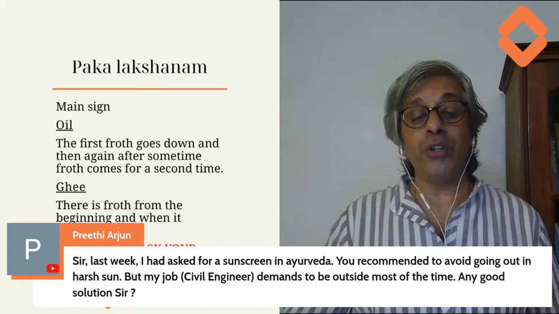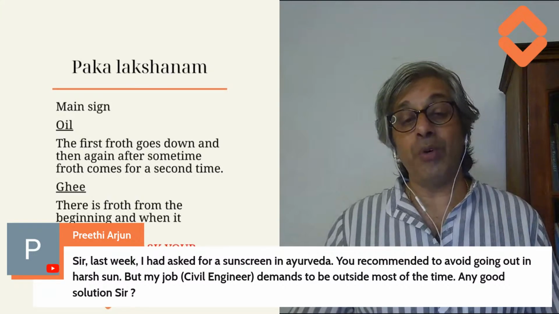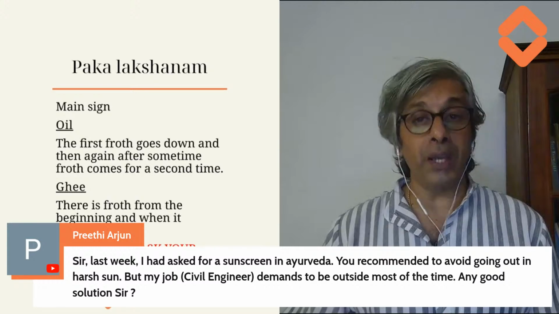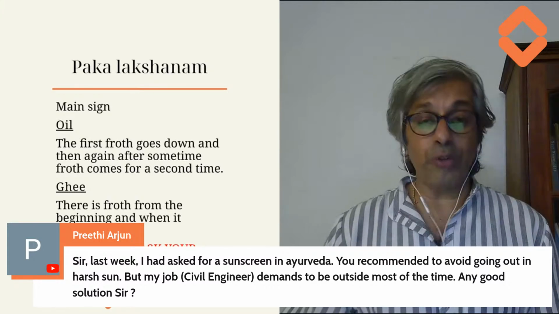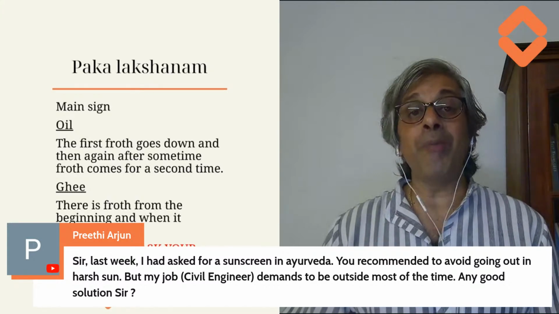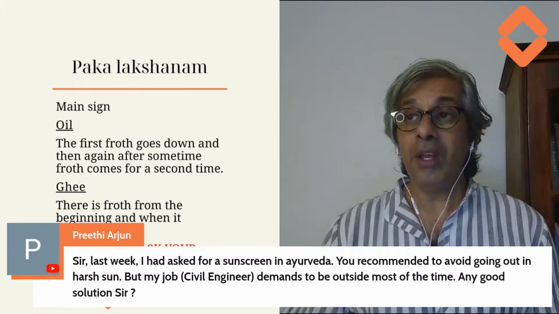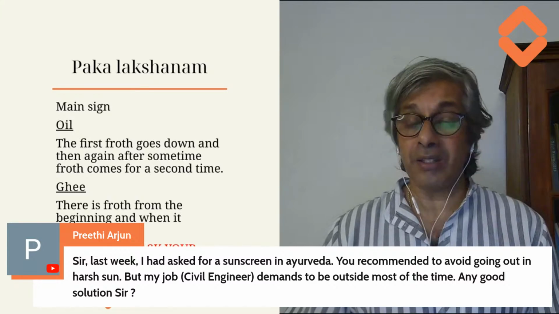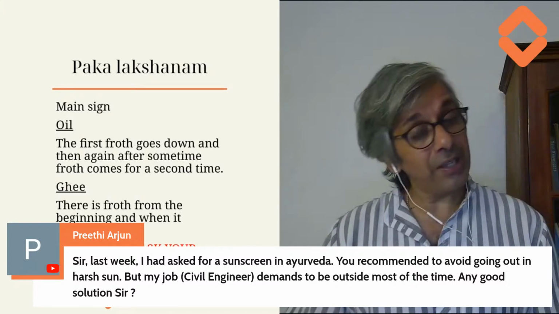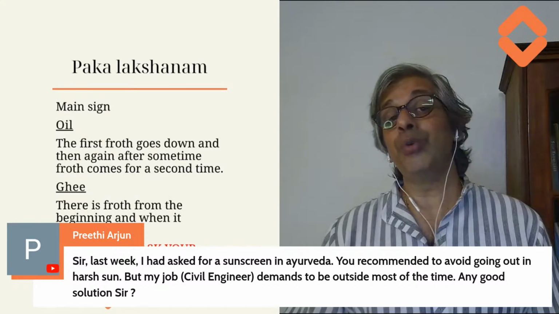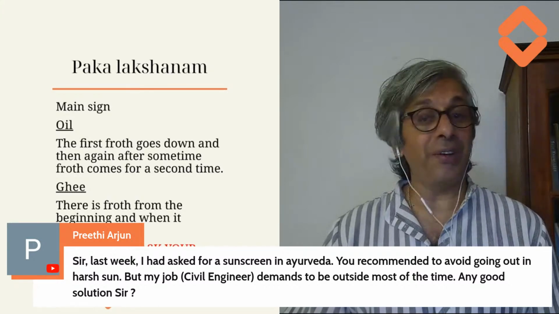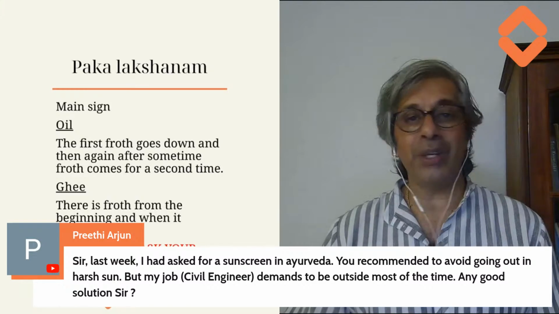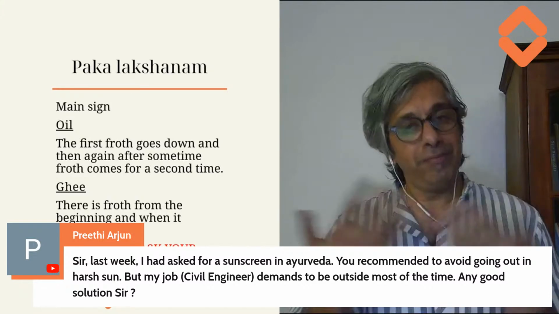The second option is, if you say your job demands being outside most of the time, I would say Shata Dhauta Gridam or Khajita Pinda Tailam. Pinda Tailam, which is also washed like this, can be applied as a cream and is actually very good. It reduces the pitta. It works really well as a sunscreen lotion. But as I said, it is very good not to get exposed to that hot sun. I understand that you are a civil engineer, but your body does not understand that, Preeti. It will definitely be affected.